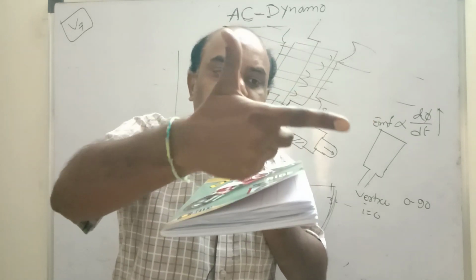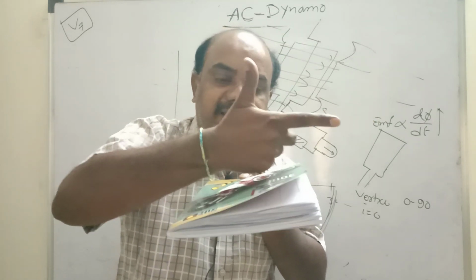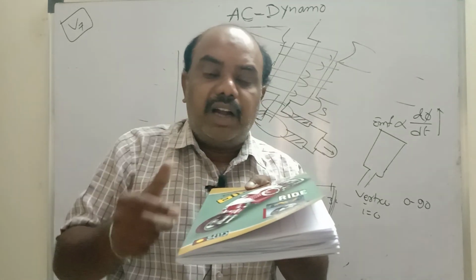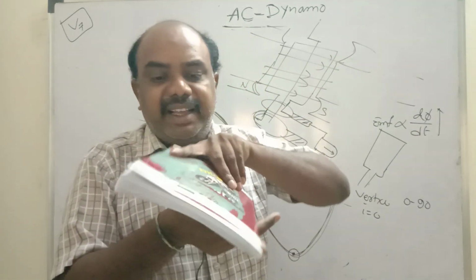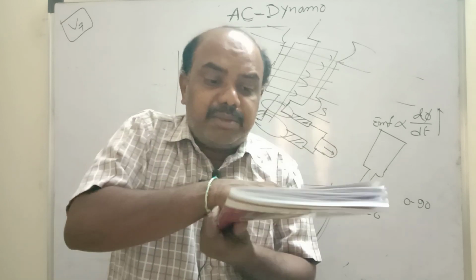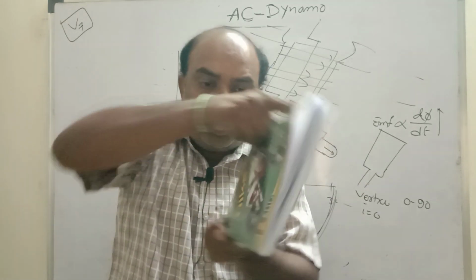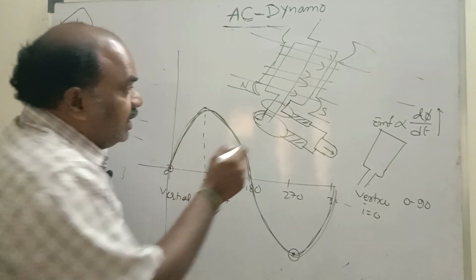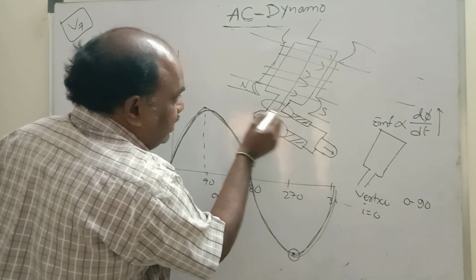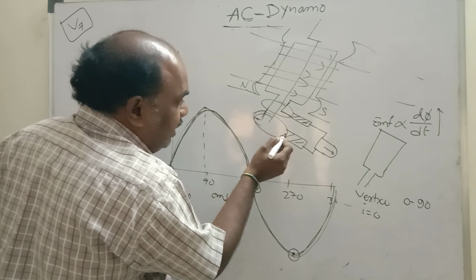Magnetic field is north to south. Current will be inwards. That means current direction is altering. Whenever it rotates 0 to 180 degrees, what will happen? Now these slip rings also alter. This slip ring comes here, this slip ring comes here.